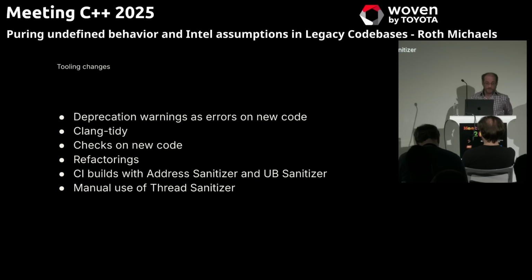And then we also started doing CI builds with address sanitizer and UB sanitizer, and manual use of thread sanitizer. The reason we're using thread sanitizer manually is that for the other sanitizers, we started with unit tests, and most of our unit tests were single-threaded, so TSan wouldn't help us there. And also, you need two builds to do that as well.